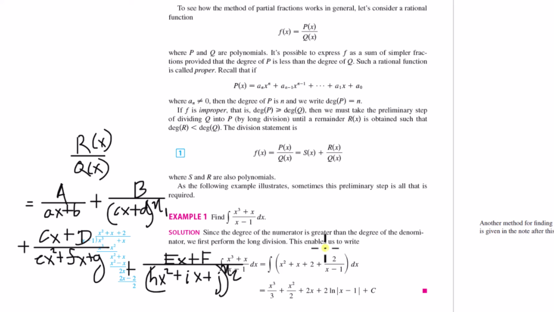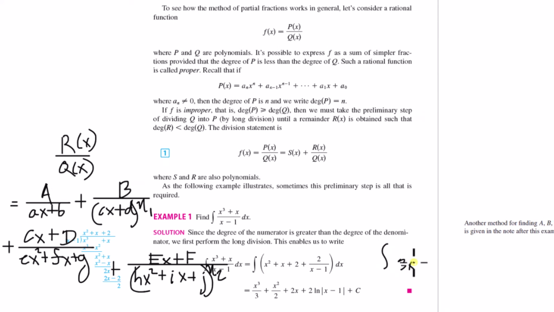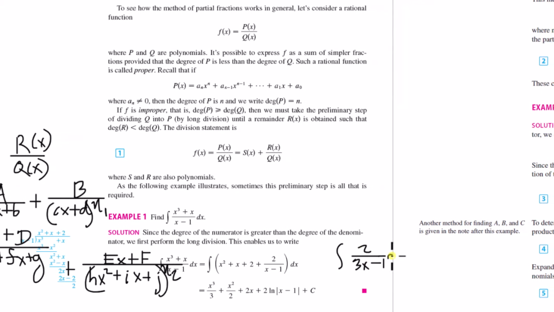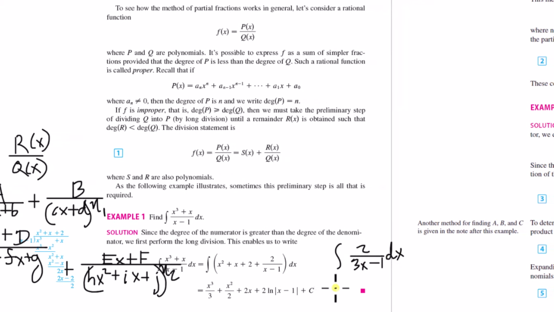Okay, so we already talked about the simplest case, a linear factor raised to the first power and then a constant in the numerator. And so, like, here we had 2 over x minus 1. Now, it's a little more complicated if you have, let's say, 2 over 3x minus 1. So what would you do there?